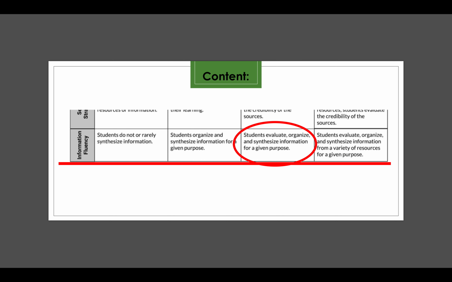This indicator is also where the most obvious redundancy occurs with the concept of synthesis. In this context, students are expected to synthesize information for the purpose of using information for a given purpose. There are connections back to both 3A and to 3B.